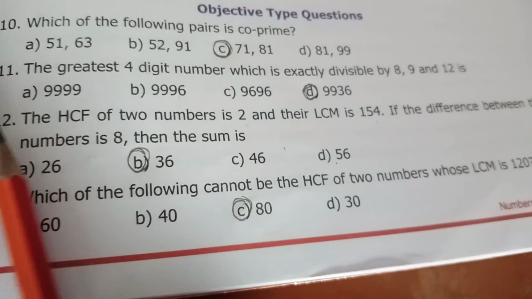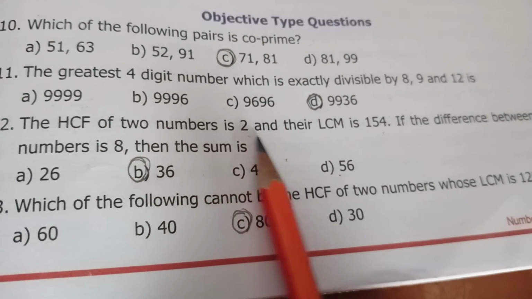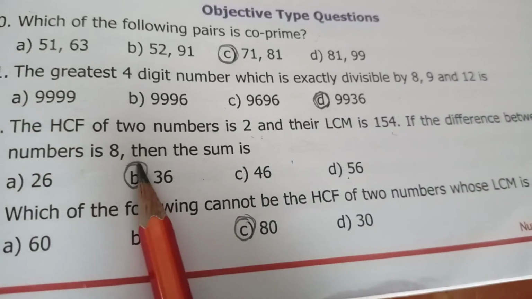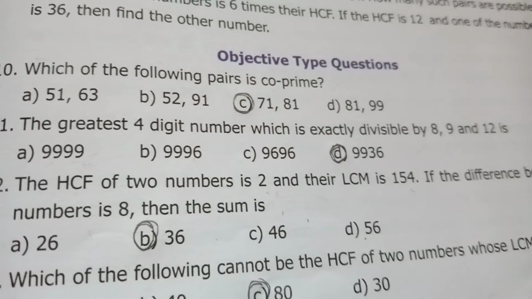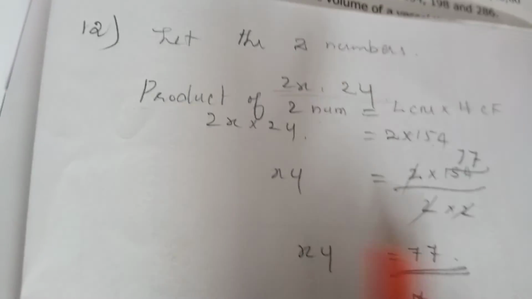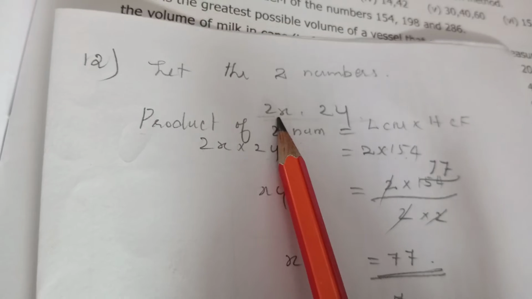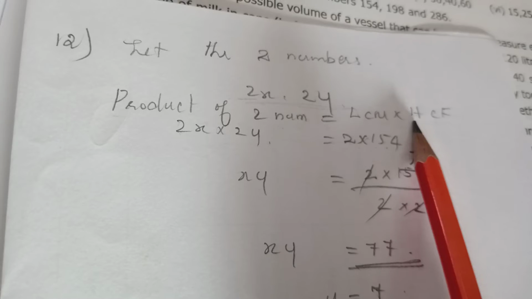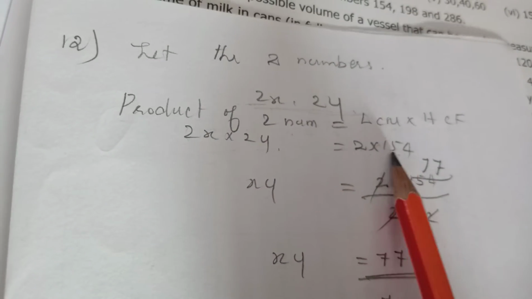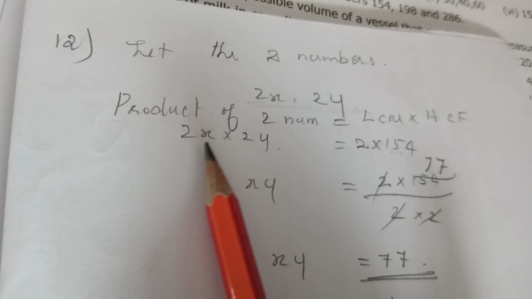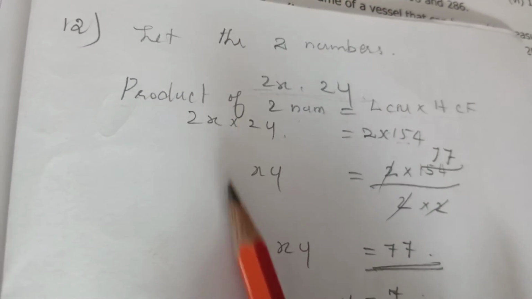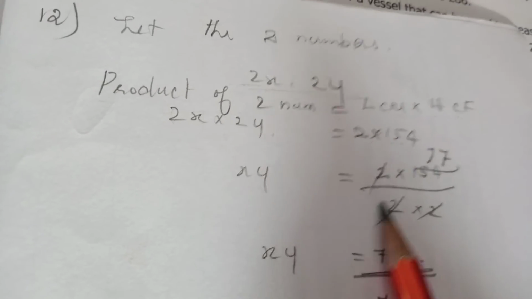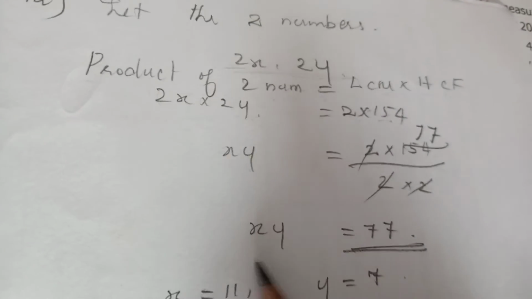12th sum you see, the HCF of two numbers is 2 and their LCM is 154. If the difference between the numbers is 8, then the sum is, they asked. So already I have solved and kept. Let the two numbers be 2x and 2y. The product of two numbers is equal to LCM into HCF. We know HCF is 2 and LCM is 154. Product of two numbers is 2x into 2y, because that is what we considered. I keep xy as it is and bring this 2 to this side. So 2 into 154, 2 cancelled, then 77. Now xy is equal to 77.